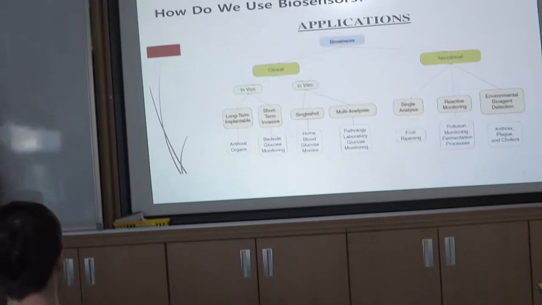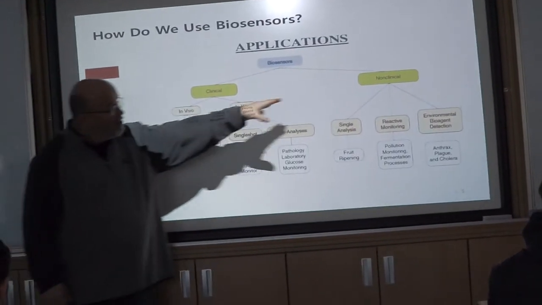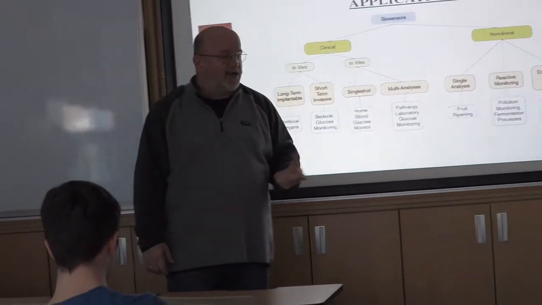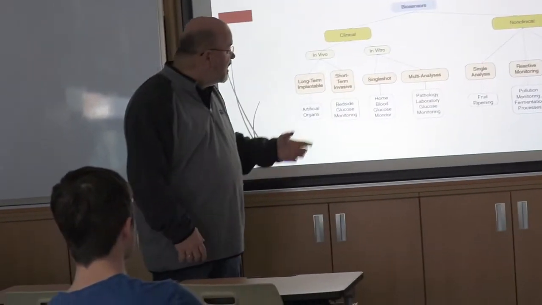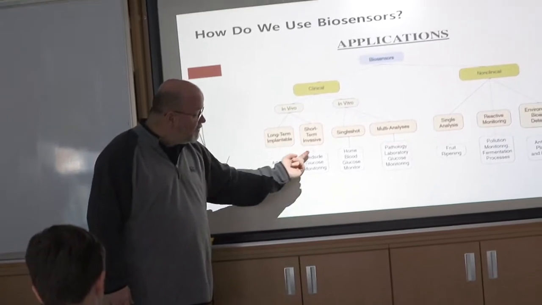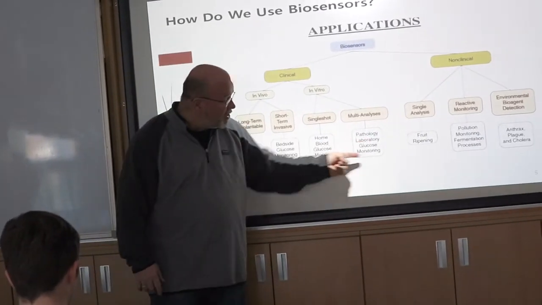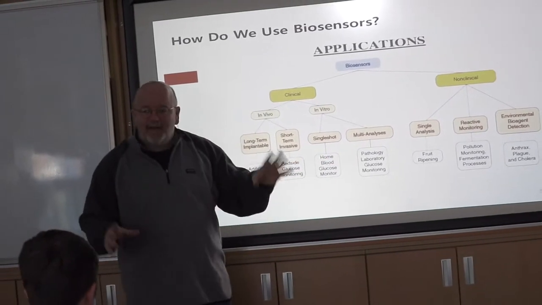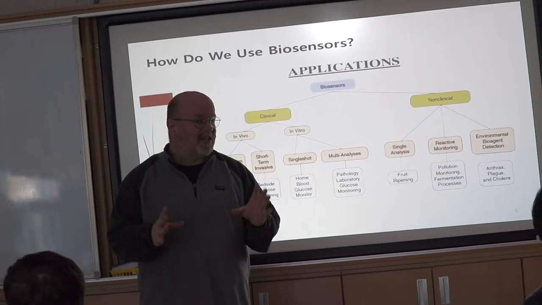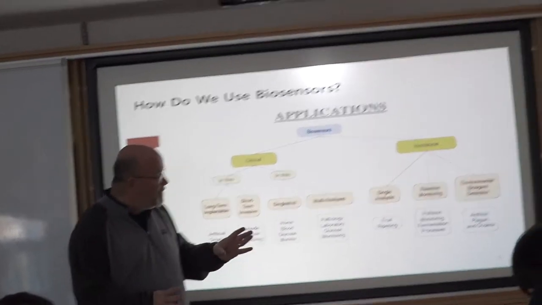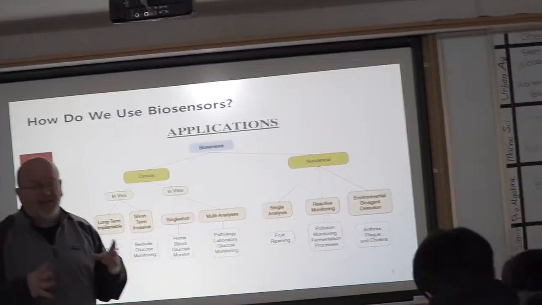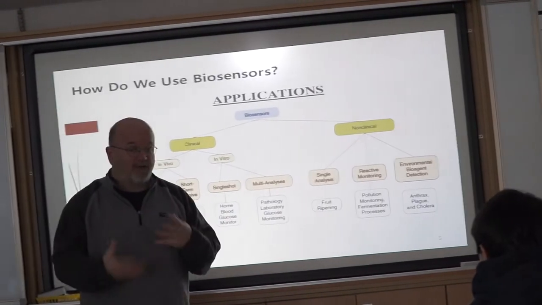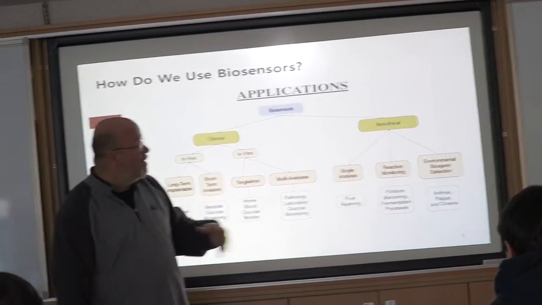So applications. They can be clinical or non-clinical. Clinical, talking about human diseases. Non-clinical, other applications. Clinical, you got artificial organs, you've got right here glucose monitoring, which we just talked about, but you also have pathology. This is a very condensed list. There's a lot more that's possible. People use biosensors also to detect cancer cells inside human blood, to tell them if a person has cancer.